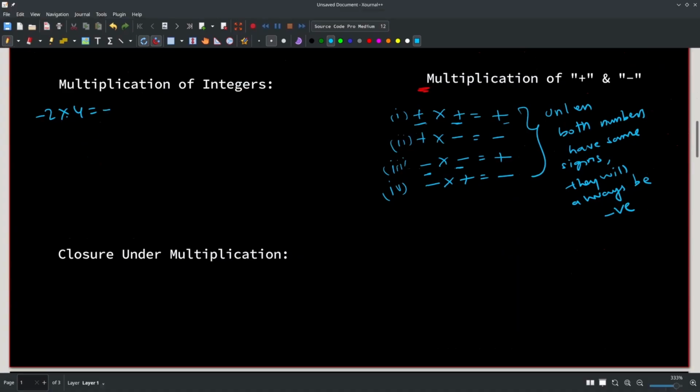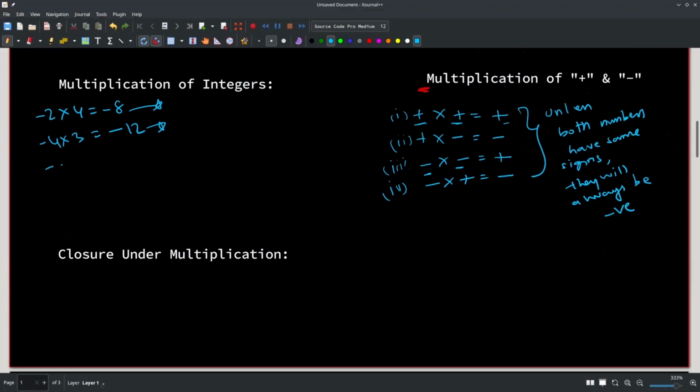And now multiply it as usual. 4 into 2 is 8. So that is your answer. Let's check another example. 4 into 3 is a negative and a positive. Therefore, you'll get negative 12.